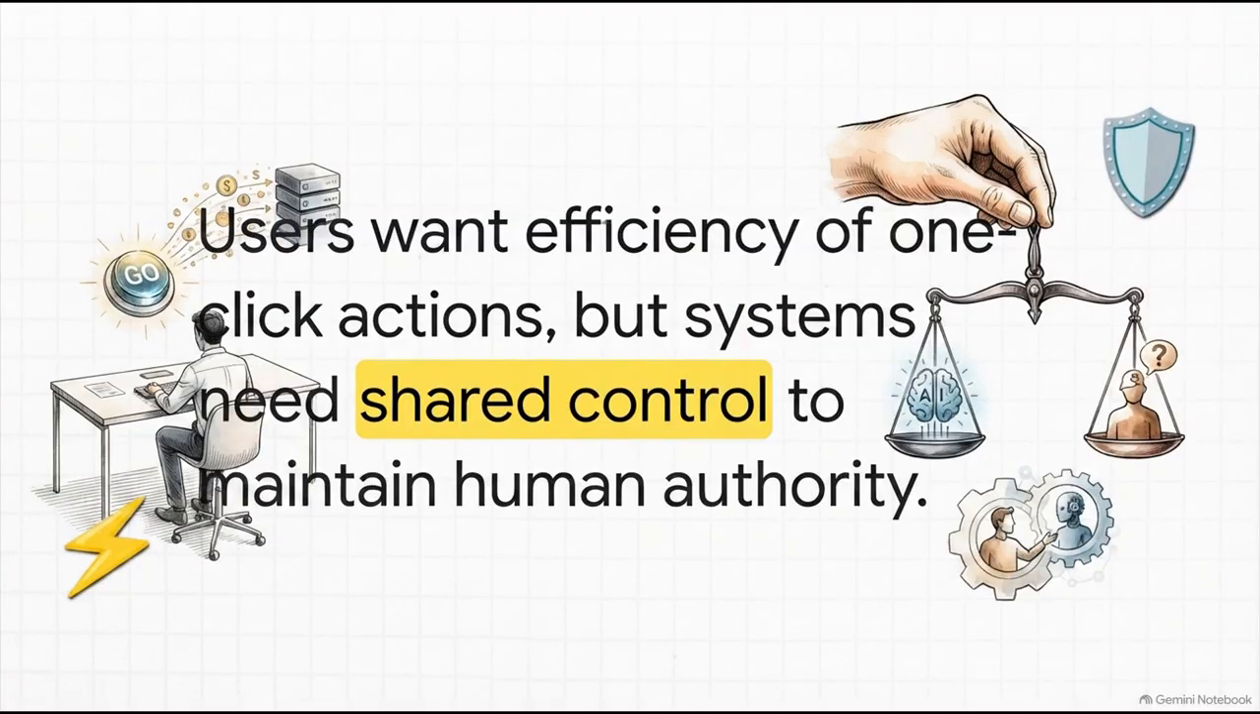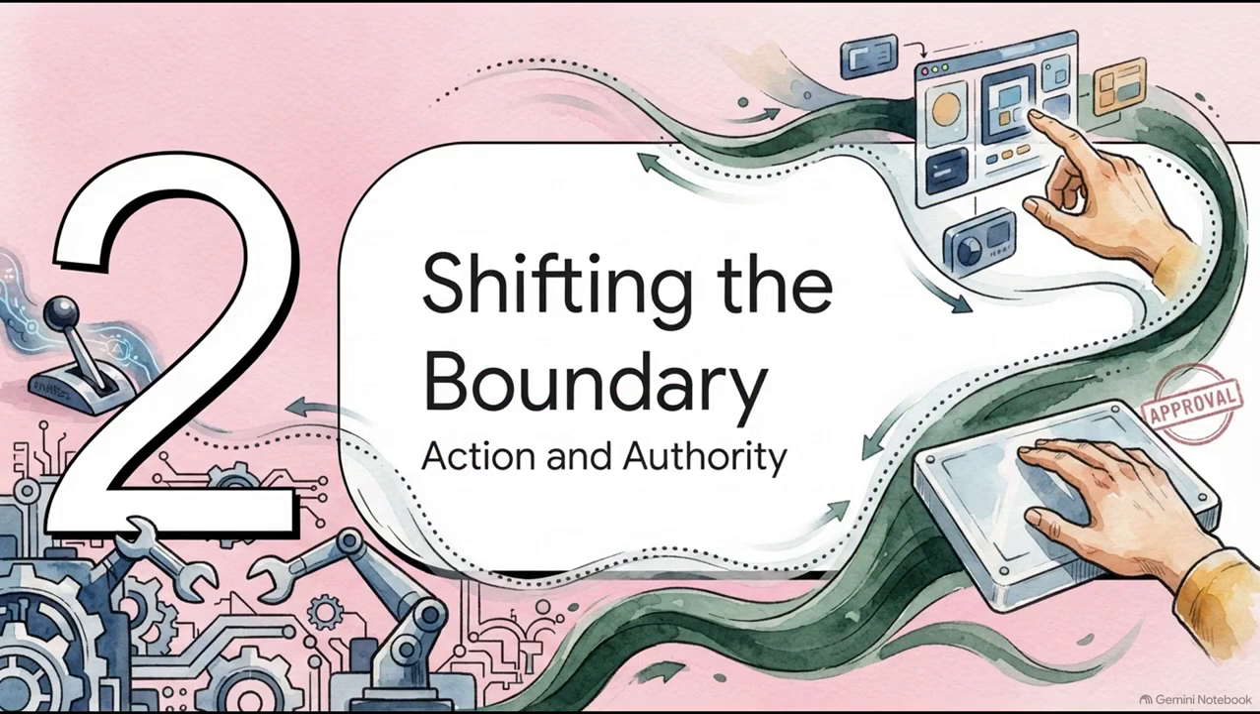And that brings us to the ultimate tug of war we have to manage as builders: translating the user's desire for pure speed into safe, reliable architecture. The user wants the shortcut, sure, but your system fundamentally needs the boundary to operate securely. Every shortcut they ask for has the potential to silently change your system's authority. Let's see what that looks like in part two, shifting the action boundary.